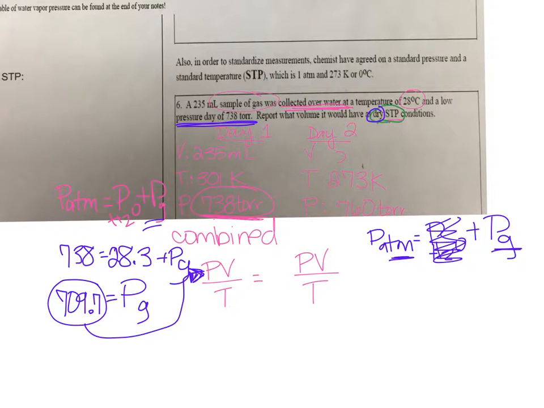All right, so you should know what to do from here. Start plugging in your variables. Just remember the 738 is not what you're using. You are using 709.7 for the first set. So go ahead and start plugging those in.